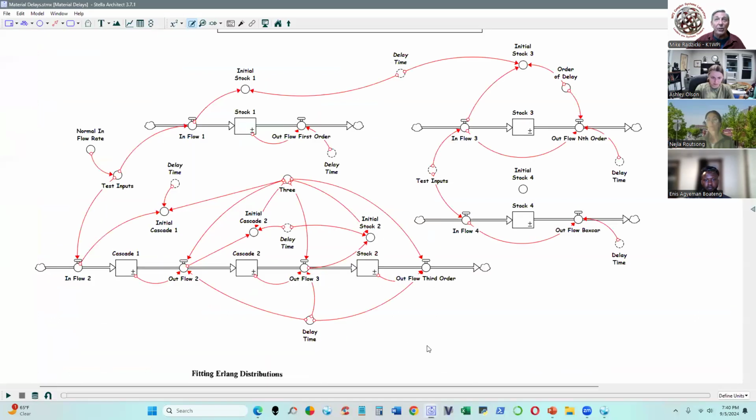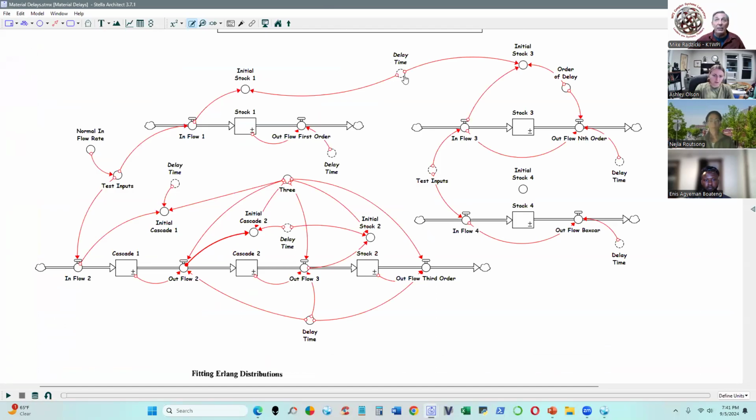Okay. So let's look at material delays first. Everybody should be able to see that. Now we've got 4 different stock flow feedback loop structures, and we can directly compare these things. The purpose here is to compare and contrast.